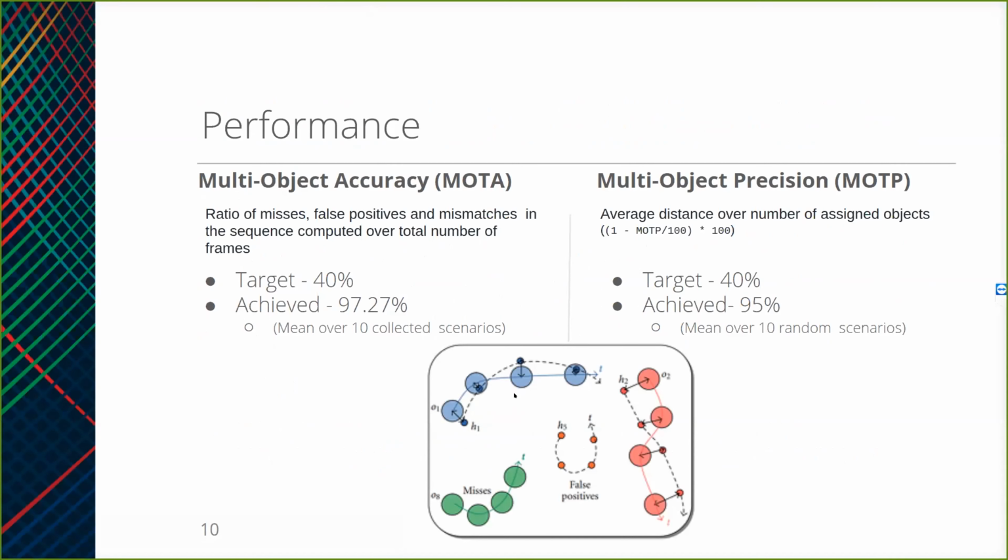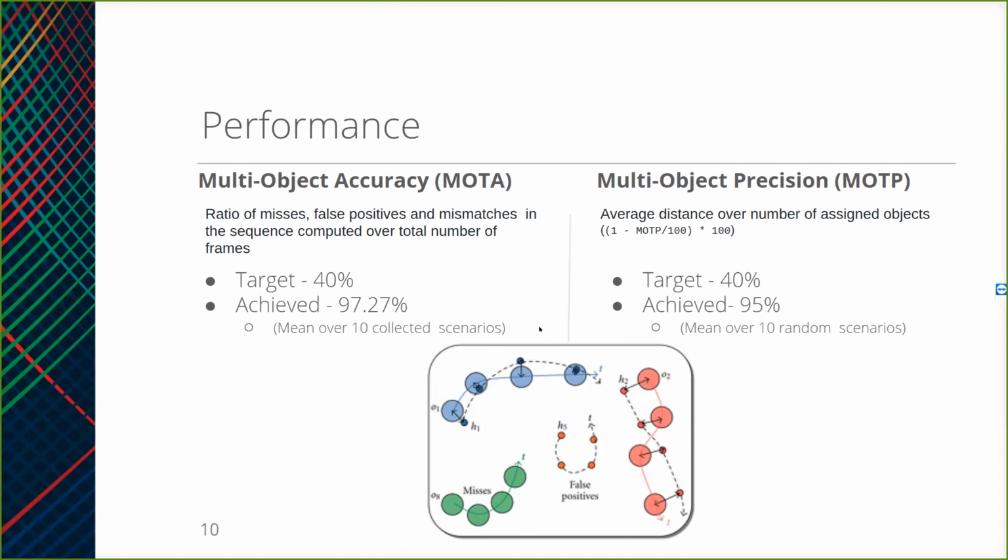So the accuracy is in terms of how correctly we are able to associate the ground truth and the proposed hypothesis. In this particular case, two proposed hypotheses are able to match to the ground truth, whereas one is left. This will be counted as a false positive and a miss. So basically your accuracy tells you the number of false positives, the misses and the mismatches.